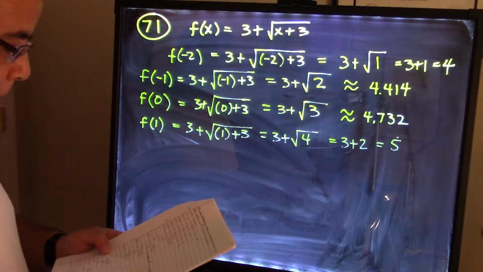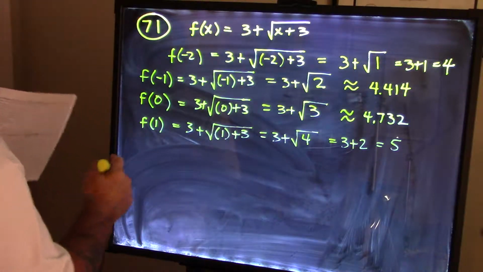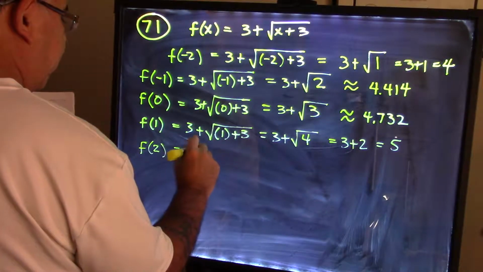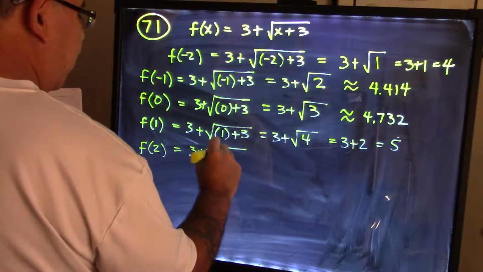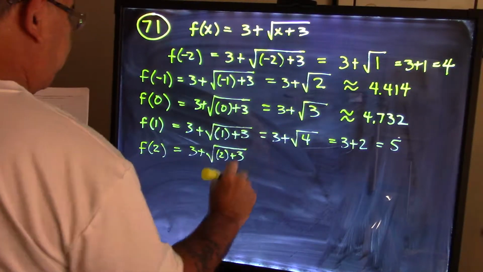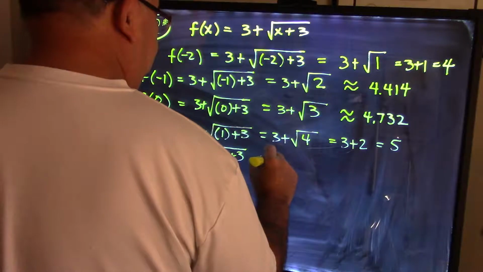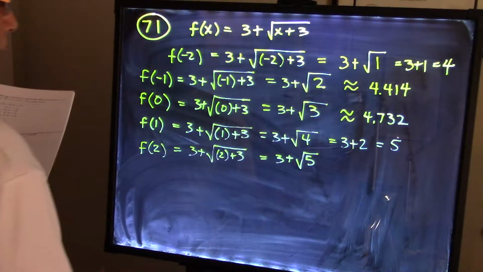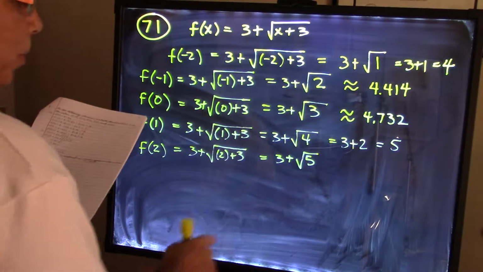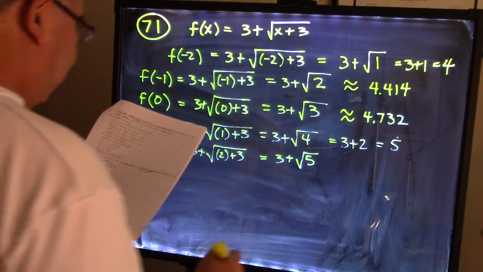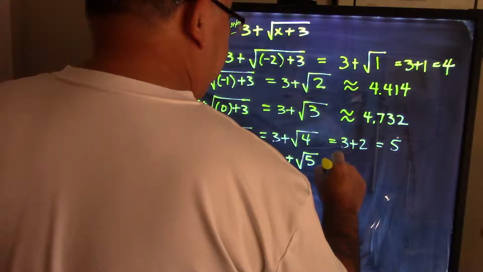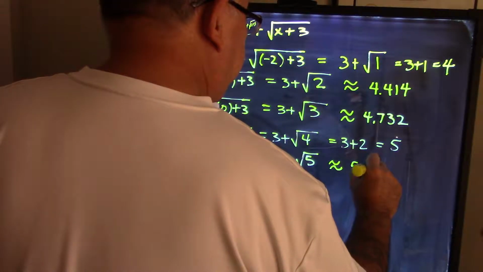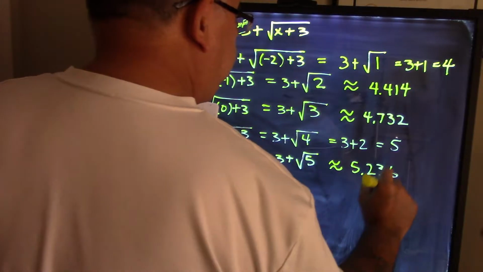And finally we have f of 2. So that's 3 plus square root of 2 plus 3. And that's 2 plus 3 is 5, so we have 3 plus square root of 5. Once again, square root of 5 is irrational, so we could leave it that way as an exact answer, or get a decimal approximation using a calculator. So that's about 5.236. Okay.